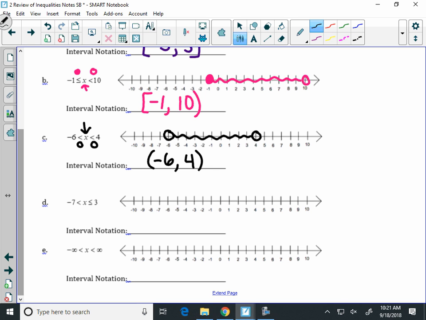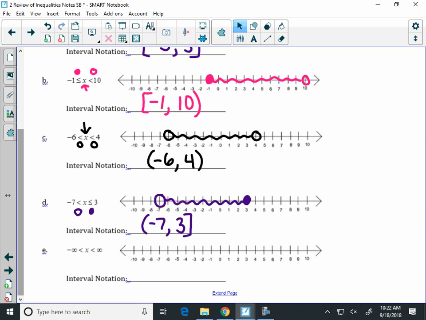All right, 2 more like this. Negative 7 and 3 are my endpoints. Negative 7 gets an open dot because it has a less than symbol. 3 has a closed dot because it has a less than or equal to symbol. And we shade in the middle because the x is in the middle. When you write your interval here, you put your endpoints negative 7 and 3. Negative 7 has an open dot, so you put a parenthesis, and 3 has a closed dot, so there's a bracket.